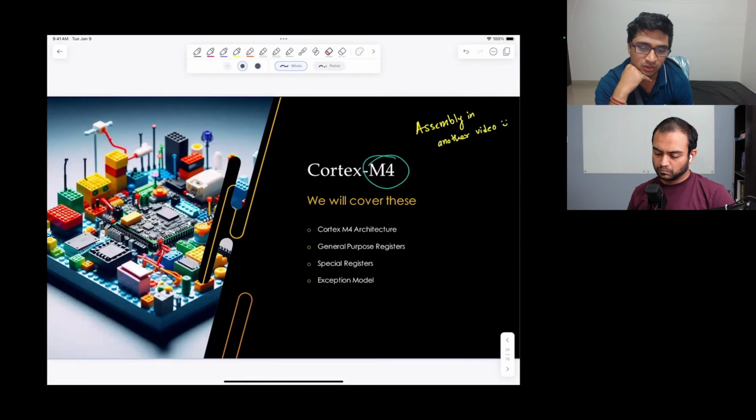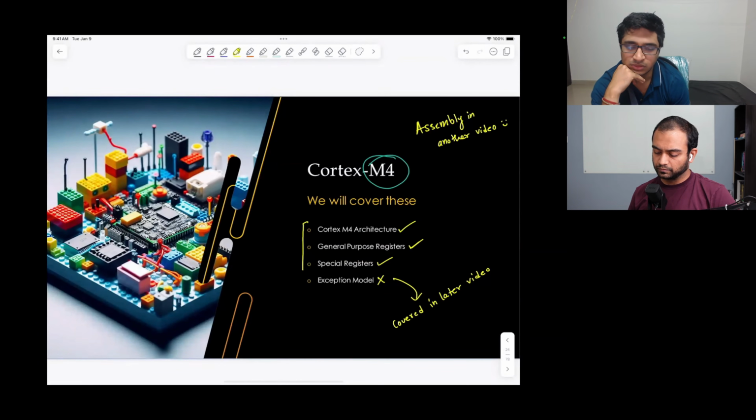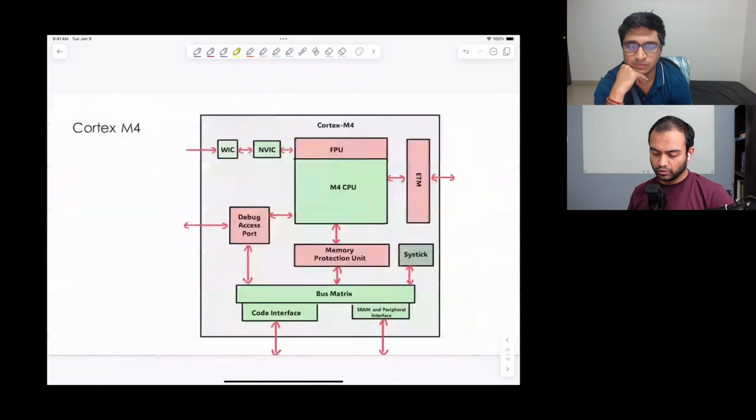Okay. So in this specific video, we will cover Cortex-M4's core architecture, the general purpose registers and special registers. Keeping time in mind, we will not discuss the exception model. I want to cover it along with the complete programmer's model of the CPU. So we will just look at the very base of the Cortex-M4. Only these three. Perfect. Okay, so then let's move on.